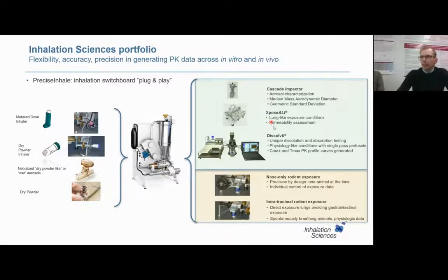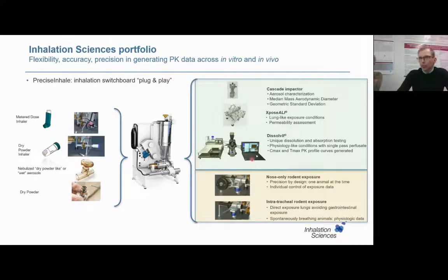But today, we will focus on Dissolve It. And this is our unique dissolution and absorption lung testing. It offers physiology-like conditions with a single pass perfusate, generating Cmax and Tmax data.